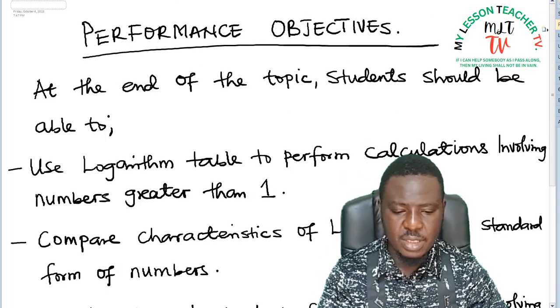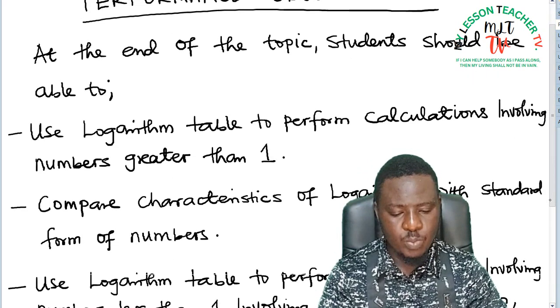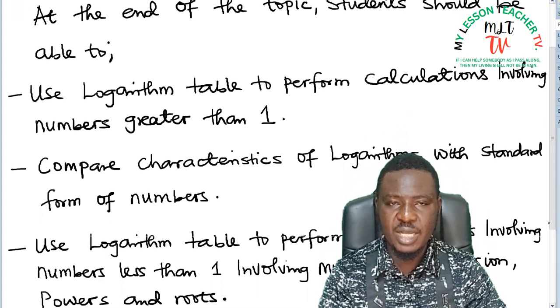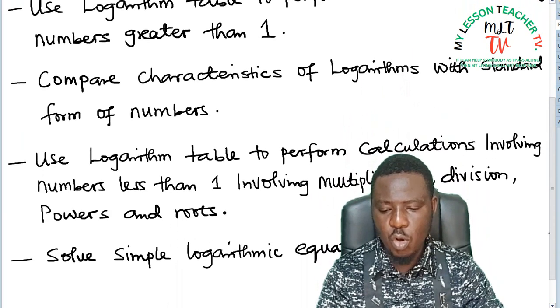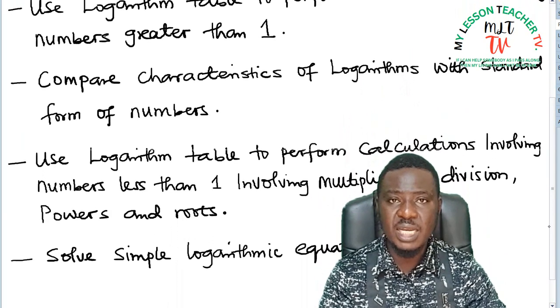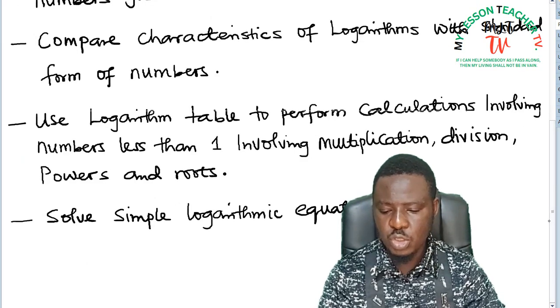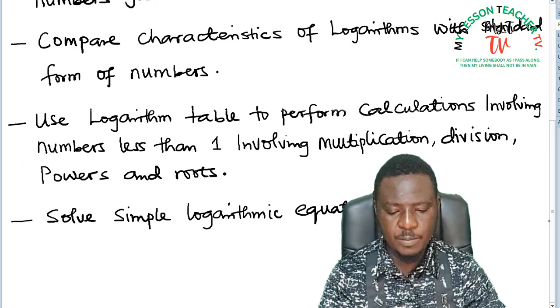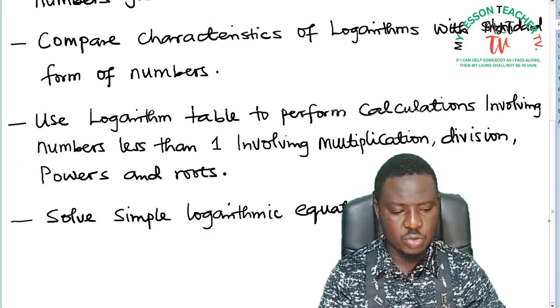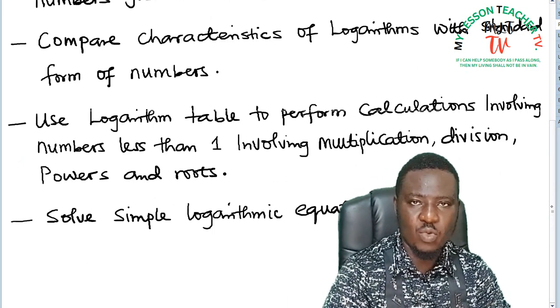At the end of the class, students should be able to: 1. Use logarithm table to perform calculations involving numbers greater than 1. 2. Compare characteristics of logarithms with standard form of numbers. 3. Use logarithm table to perform calculations involving numbers less than 1, involving multiplication, division, powers, and roots. 4. Solve simple logarithmic equations.